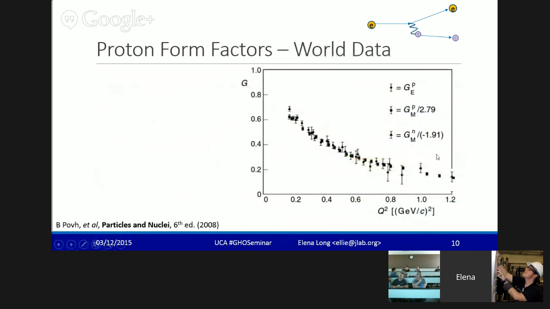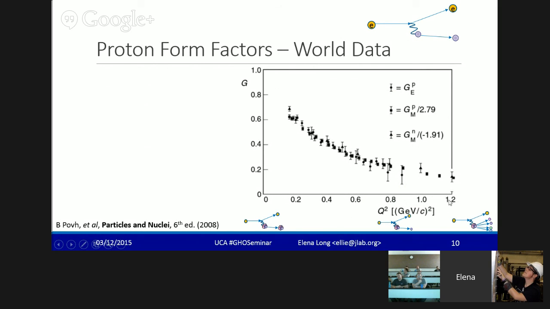So here's some older world data for the proton form factors, which fit along this nice curve here, and it looks very pretty. But I do want to mention again that as we go to higher Q squared, that changes our resolution. So when we're at low Q squared, it's elastic. When we're at roughly a Q squared of 0.5 to 1, we're in quasi-elastic.